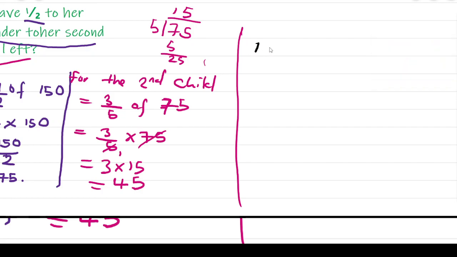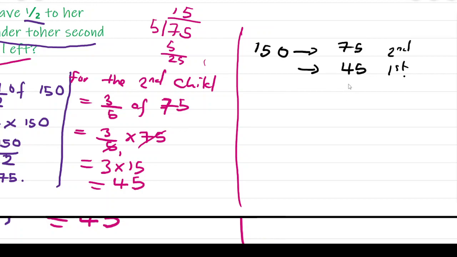So she had 150 apples initially. And then these 150 apples, what happened is that 75 was given to her first child, and then 45 was given to the second child. So now we are asked how many will remain.